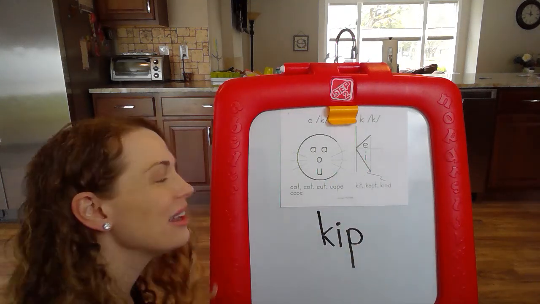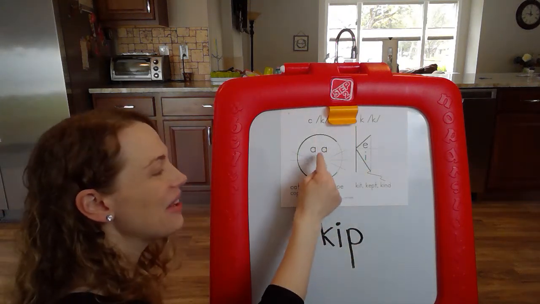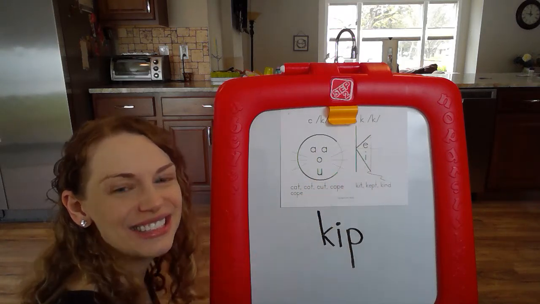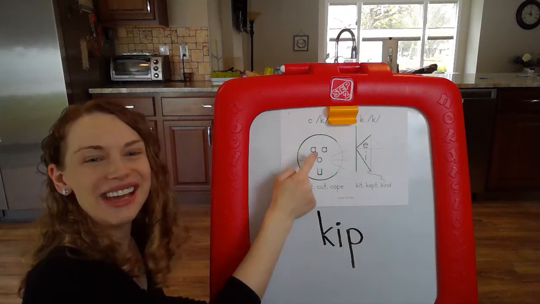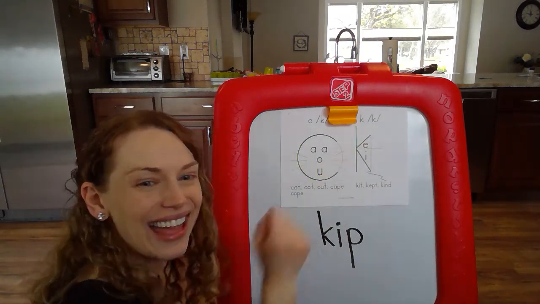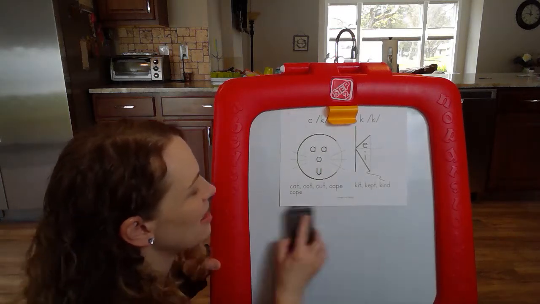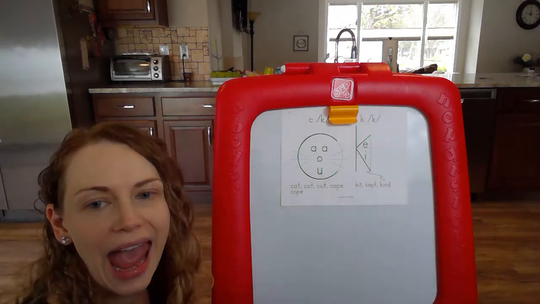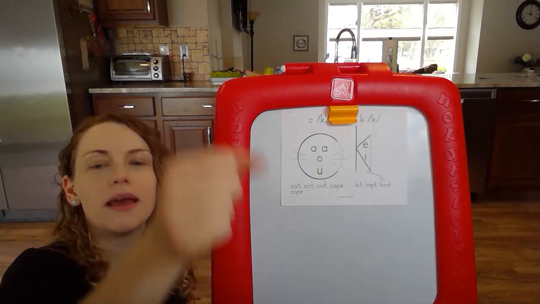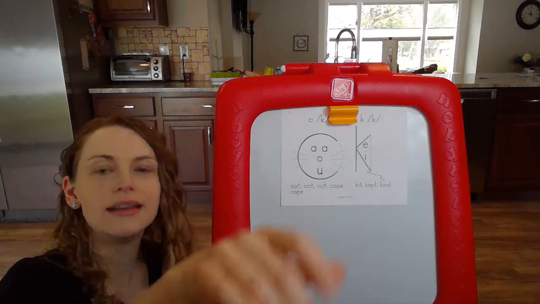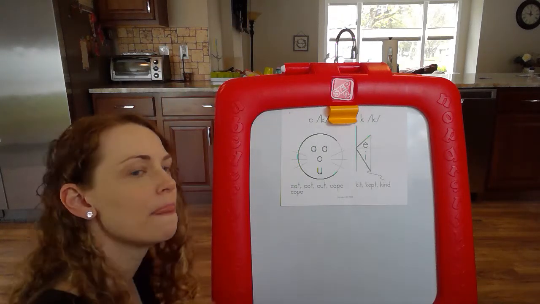Say the rhyme with me. Here we go. C has A-O-N-U. K takes the other two, E-I. Do it again. C takes A-O-N-U. K takes the other two, E-I. Excellent. All right. Are you ready? Let's do CAD. Pound it with me. CAD. Tap it with me. C-A-D. CAD.